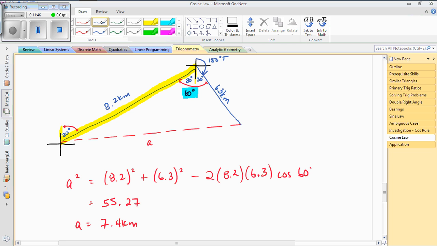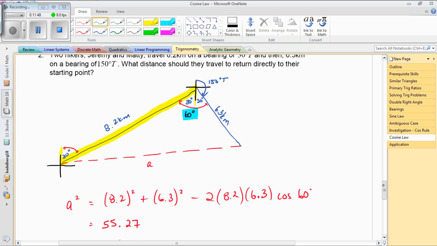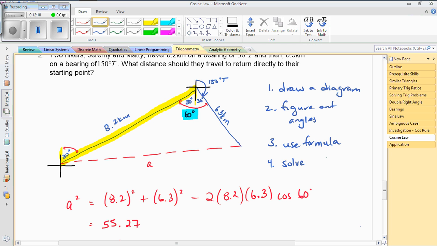So if I was to break down this question and what to do, step 1, draw a diagram. Step 2, figure out the appropriate angles. Step 3 would probably be to use the formula and substitute in correctly, and step 4 is to solve.